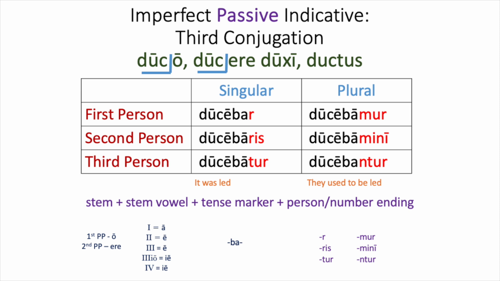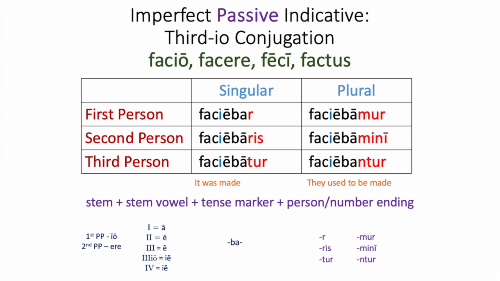Ducēbāmur, we were led. Ducēbāmini, y'all were led. And ducēbantur, they used to be led. Now for the third-io, the only difference is that instead of that E, it is an IE before the BA. So faciēbar, I was made, faciēbāris, you were made, faciēbātur, it was made, faciēbāmur, we used to be made, faciēbāmini, y'all used to be made, faciēbantur, they used to be made.